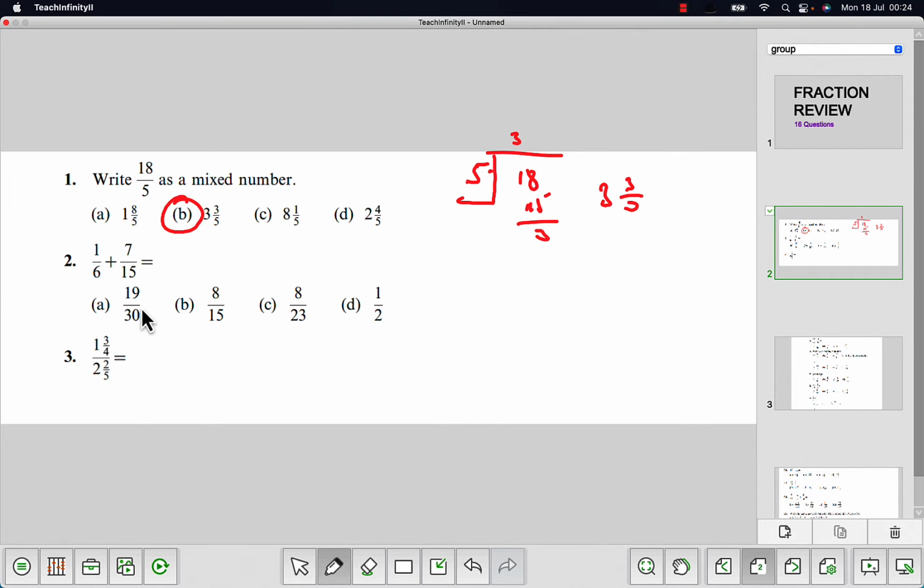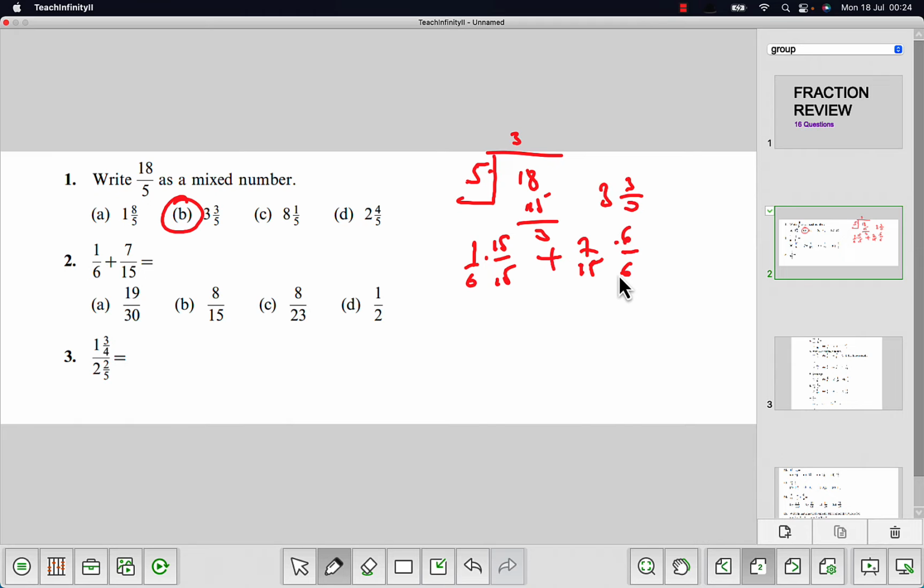So this is our answer. Let's see, 1 over 6 plus 7 over 15. Alright, so we have to find a way of writing this into a common denominator. That is the simplest way I usually see, and I think that we already did something like this. 1 over 6, let's multiply that by 15, plus 7 over 15, let's multiply that by 6.